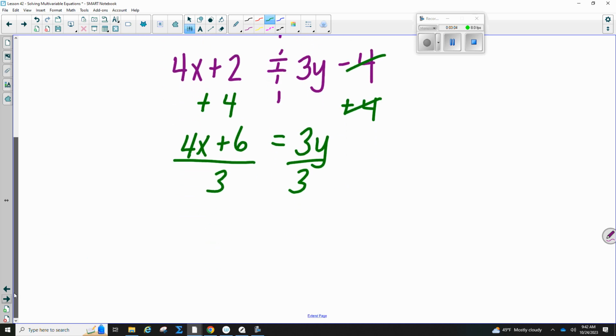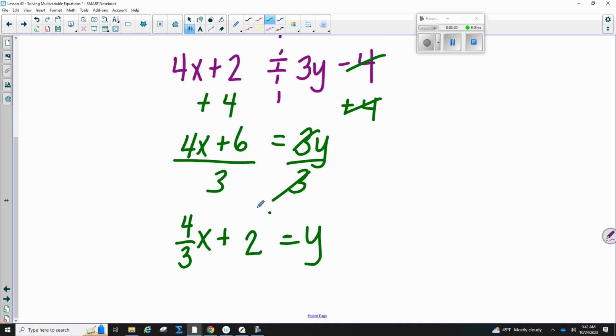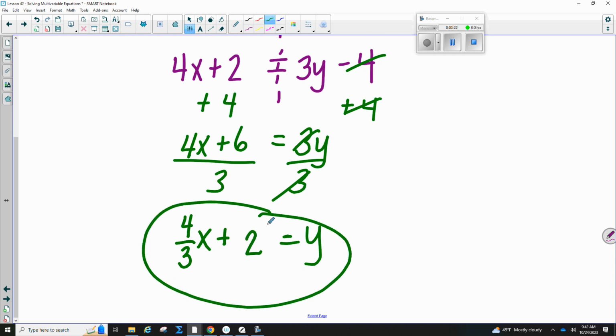All right, so these will cancel out. And I'm going to go ahead and divide the 3 into each piece. So I get 4/3 x, and then the 3 also divides into the 6. So 6 divided by 3 is 2. Now, if you put the y on the other side of the equation, you will get the same answer.